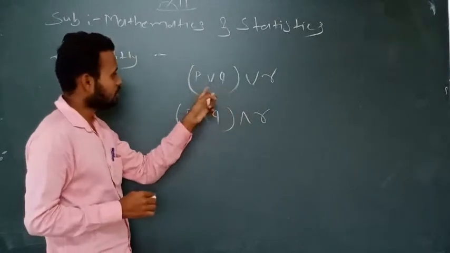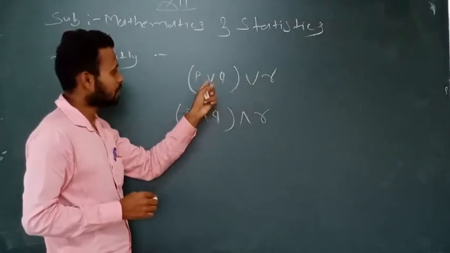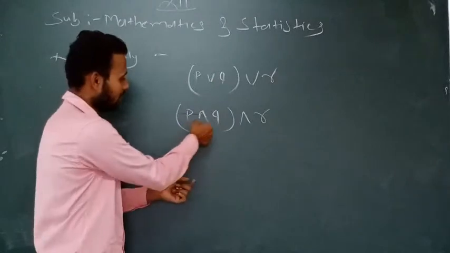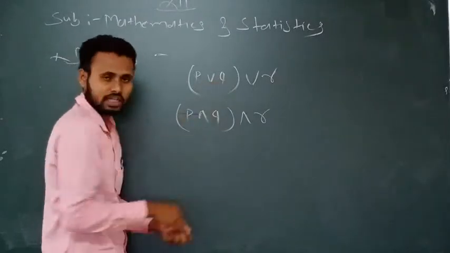Therefore in that given statement there is only disjunction. Therefore we can replace disjunction by conjunction and we get the required dual of that given statement.